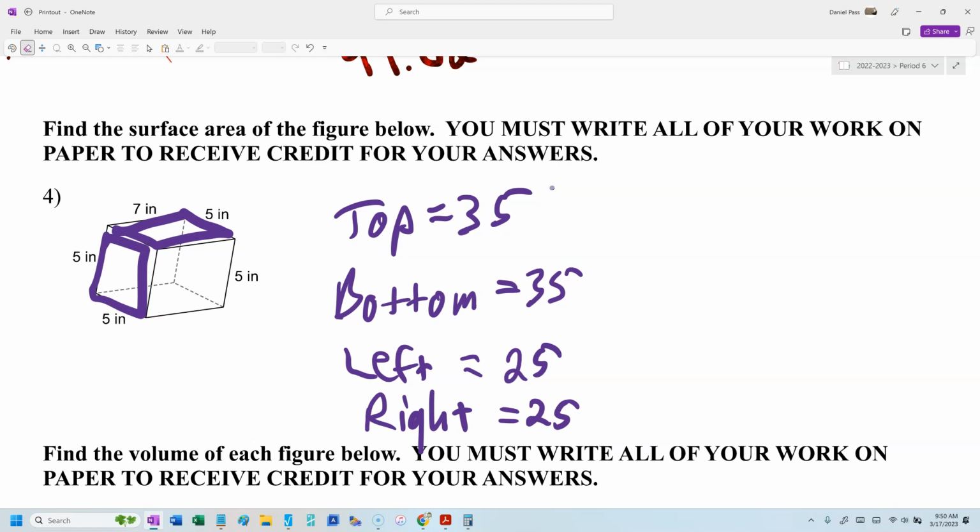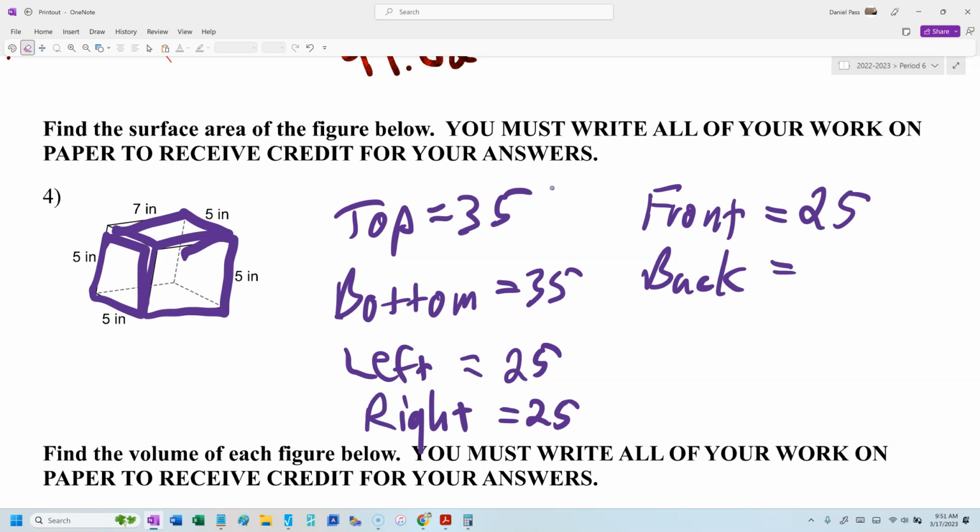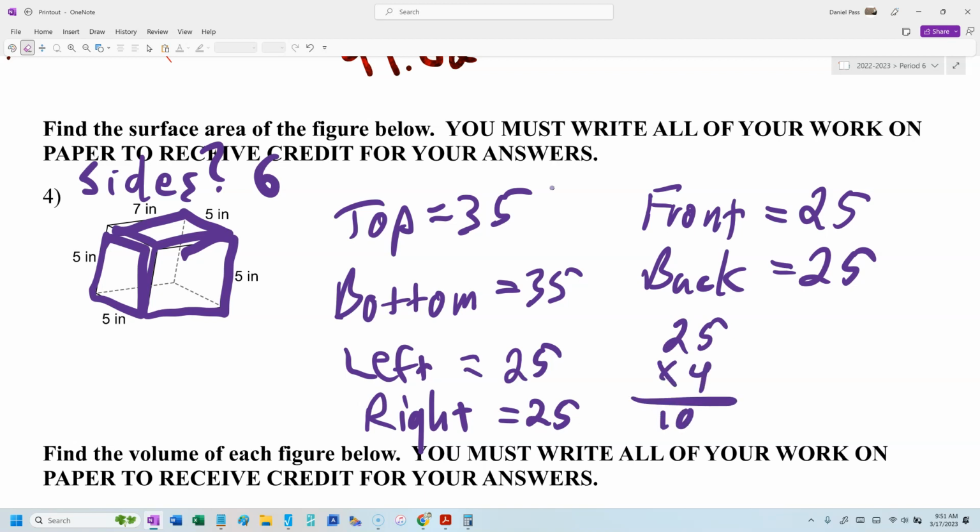And then the front side, 7 times 5, which equals 35. So the front is also 7 times 5. Yeah, so we got 2 sides that are 5. Okay, so that is front and back. It doesn't really matter what you call it. It just matters that you get all 6 sides. And we should have done that first, actually. Sides is 6. All right. So let's add them all together. We've got 4 of those 25s, which makes 100. And then we've got 2 35s, which makes 70.